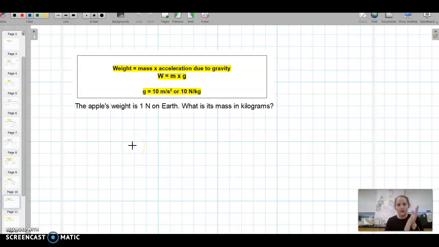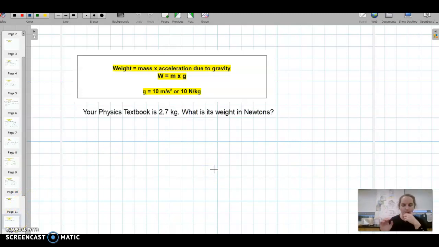All right. Coming on to the last ones here. So an apple's weight is 1 Newton on Earth. What is its mass in kilograms? I'm going to go ahead and let you work this out on your own and type in the answer in the box here. Okay? And your physics textbook is 2.7 kilograms. What is its weight in newtons?